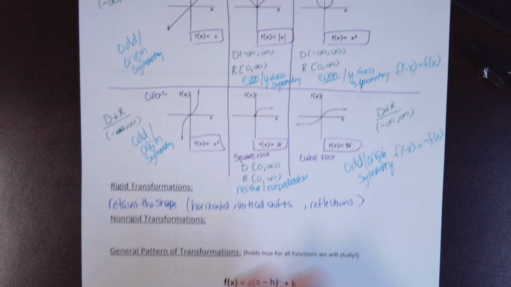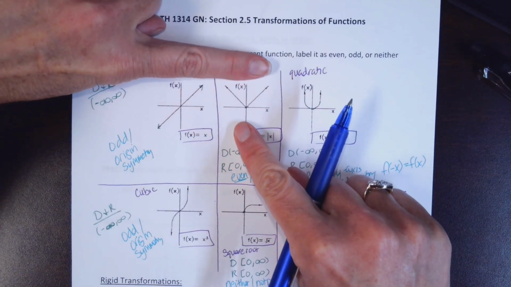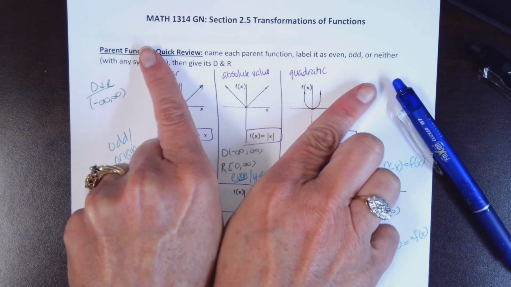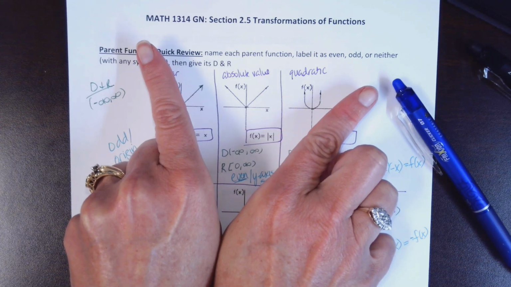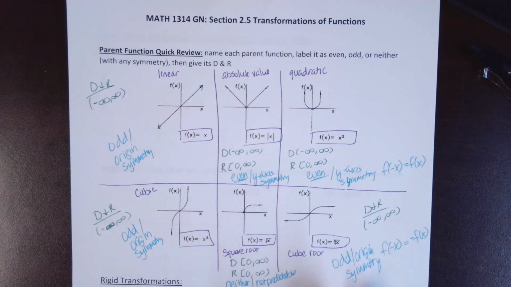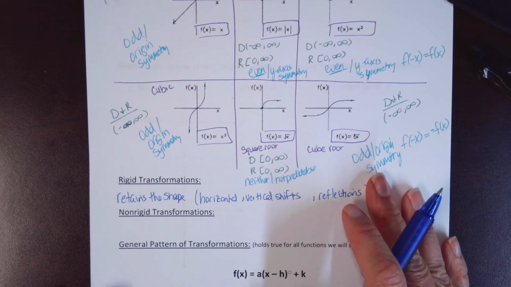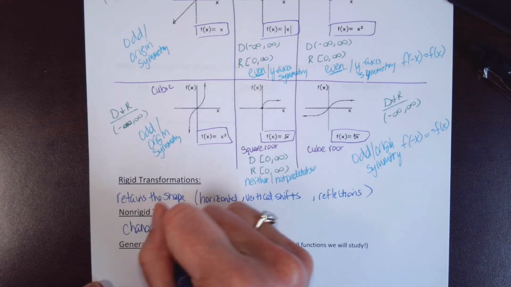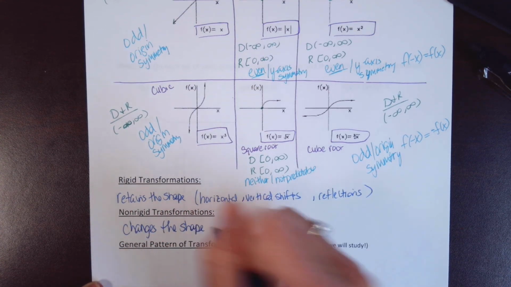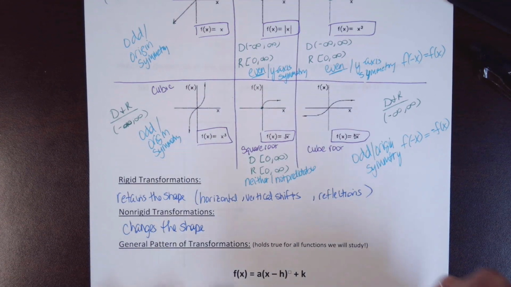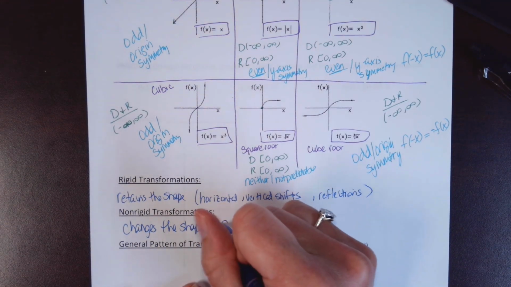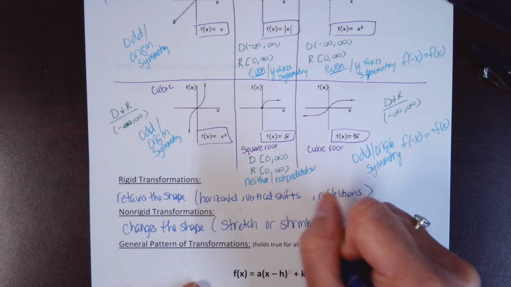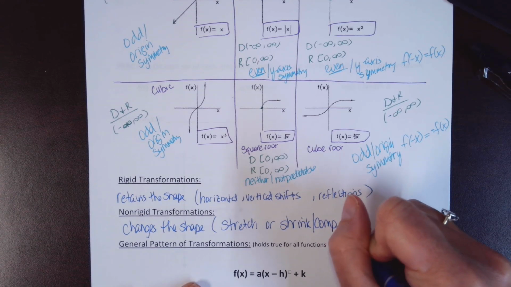My non-rigid transformations are where I stretch it so it gets skinnier, or I squish it and it opens up wide. That's called a shrink or a compression. Those are non-rigid. It's still a V, but it doesn't retain the shape. It changes the shape. Still a V, but it's not the same sized V as it was. That's my stretch or shrink, which can really be better termed a compression.